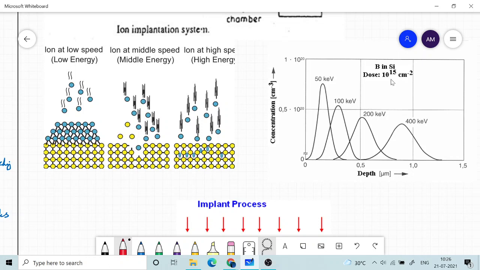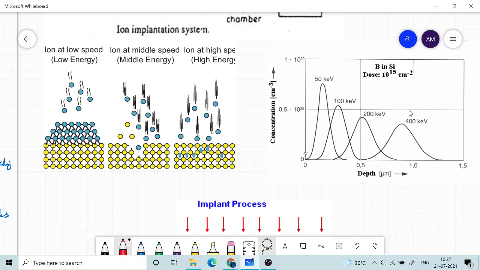Okay, so if the dose is 10 raised to 15, that means in a centimeter square you are making this many impurity atoms fall. Now how are they distributed? Are they distributed with a high concentration at a lower depth, or lower concentration at a deeper position? That is decided by the profiles here. If it goes so much down, there is a large dispersion. So this is also one feature.